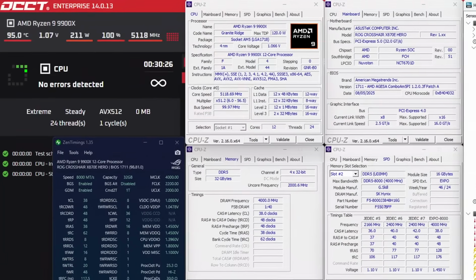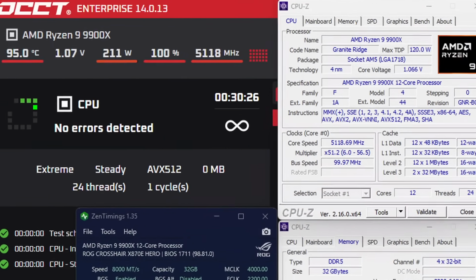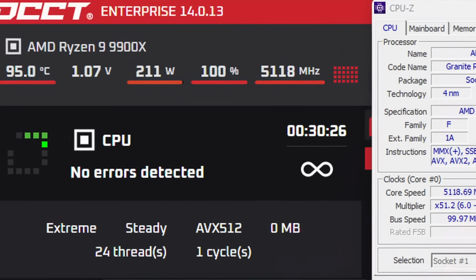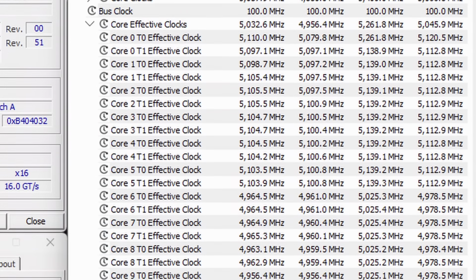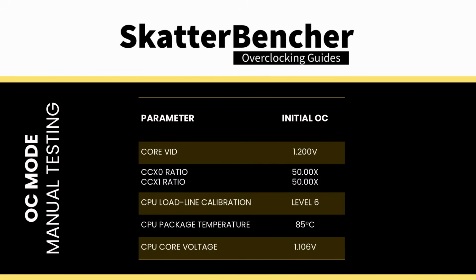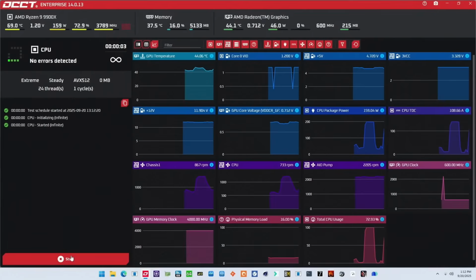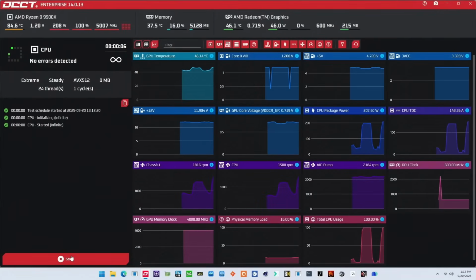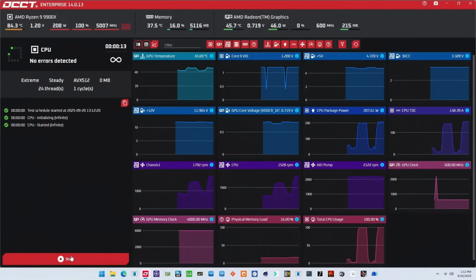For the baseline settings, I look at the all-CCT stress test results from OLC strategy number 2. Here we find that the AVX2 workload ran at about 5.1 GHz with 1.1 volt. So I started the manual tuning process with a CCX ratio of 50x for each CCD, a VID of 1.2 volt, and a load line set to level 6. We find that gives a temperature of about 85 degrees Celsius and an effective voltage of 1.106 volt in all-CCT AVX512. Once we know the maximum voltage, we can tune the CCX ratio.